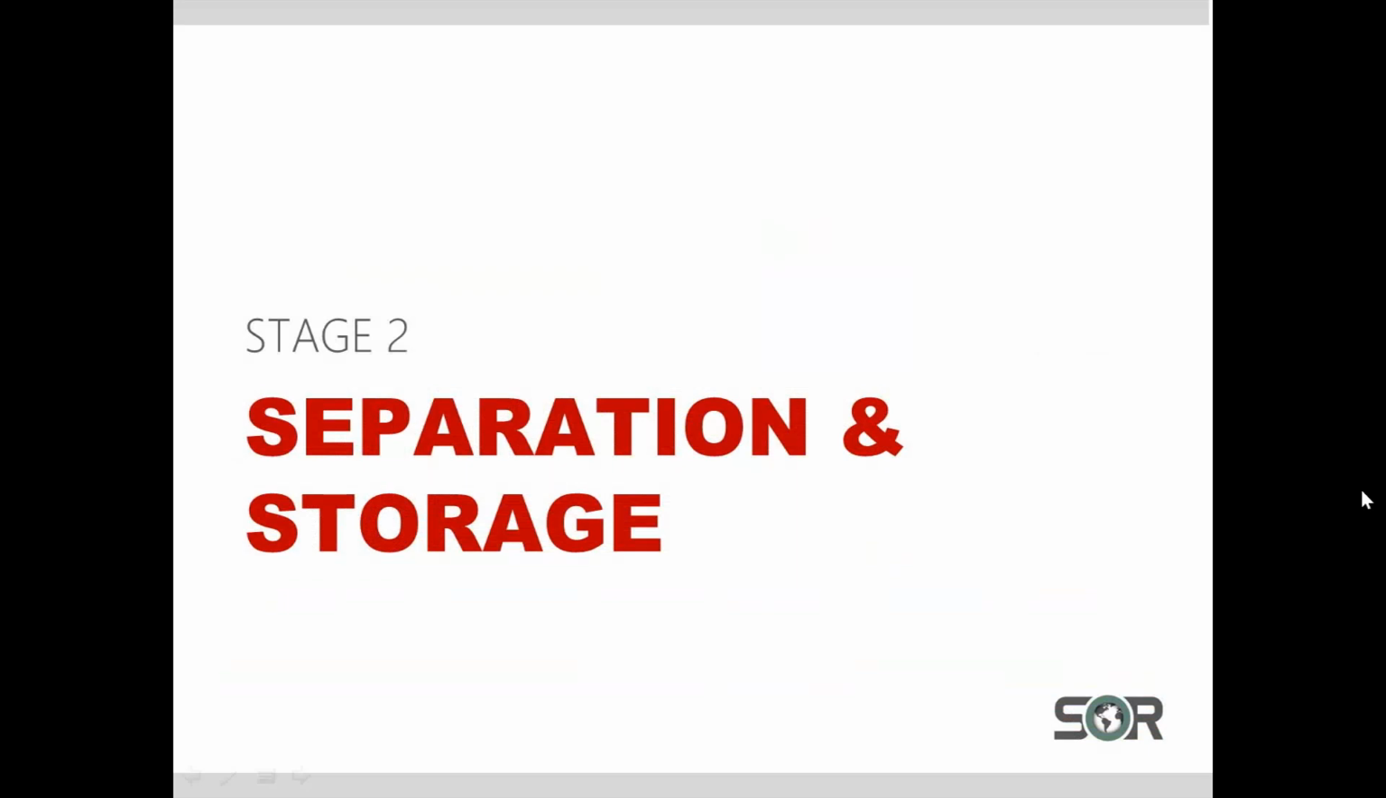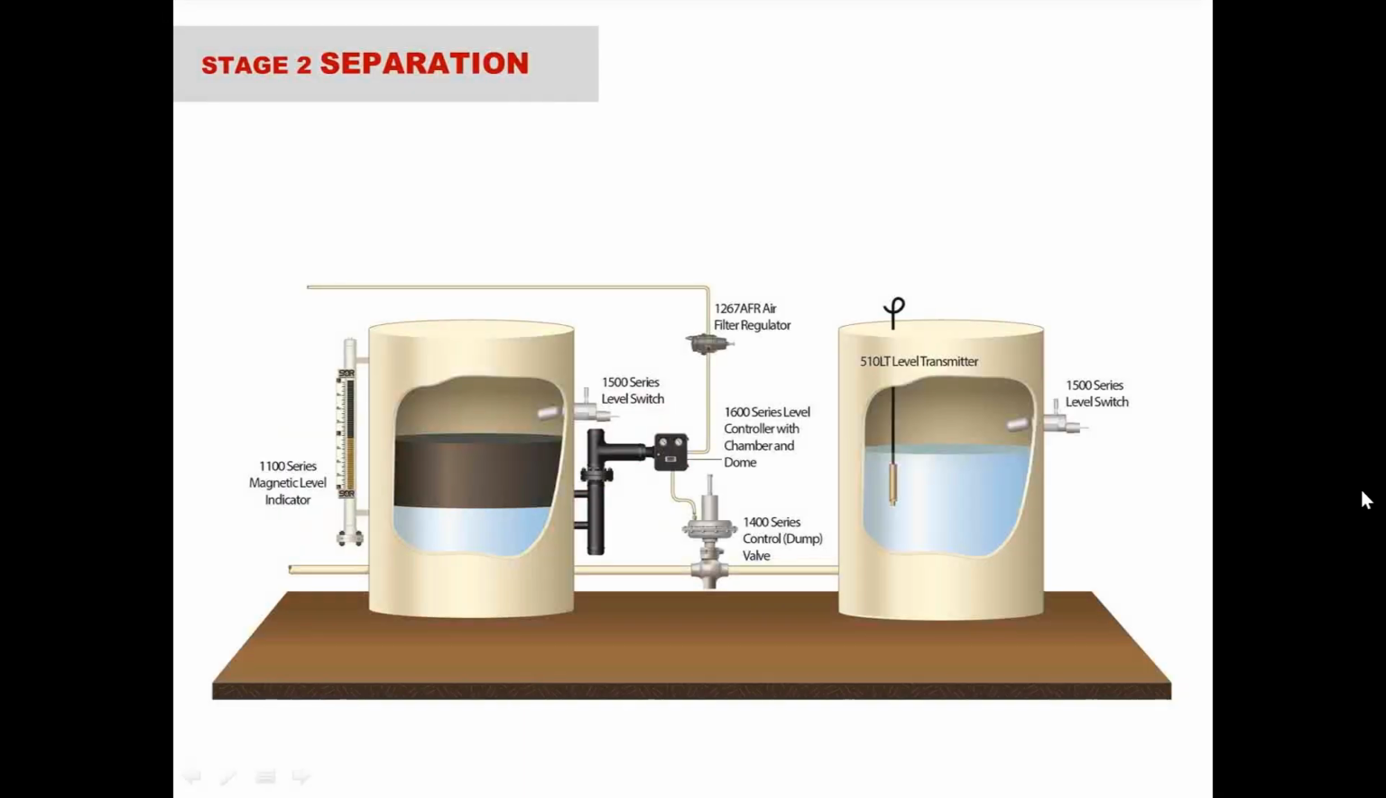So the next stage of separation is what I'll talk about now, and then I've included storage in here as well. And so in the second stage of separation, we see some of the same equipment in a separate tank. But what's happened here is you've got another pressure decrease into this chamber, which allows that oil and water to separate. And you're still giving visual indication. With the MLI, you're still giving high-level alarms and low-level alarms with 1500 series level switches. And then you're still controlling the dump cycle.